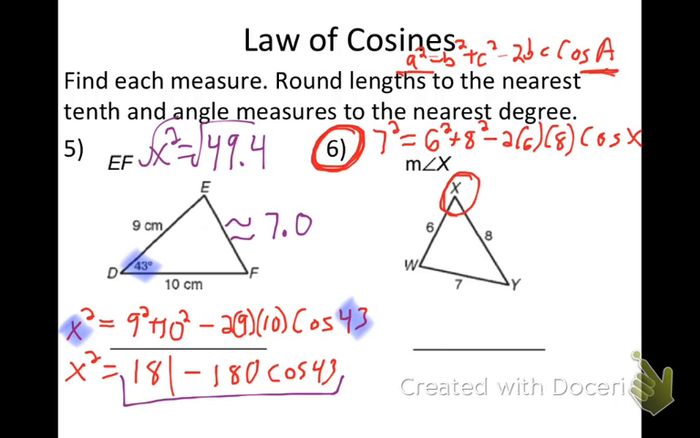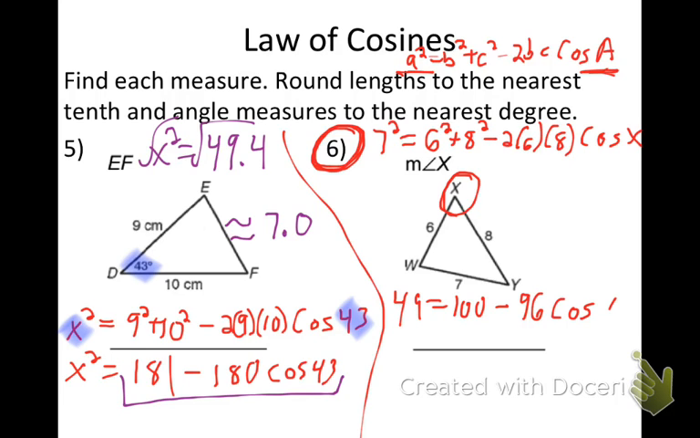Okay, the next step isn't so bad yet, because I'm going to simplify this. 7 squared is 49 equals 100 minus, what do you get there? 2 times 6 times 8, is that 96?